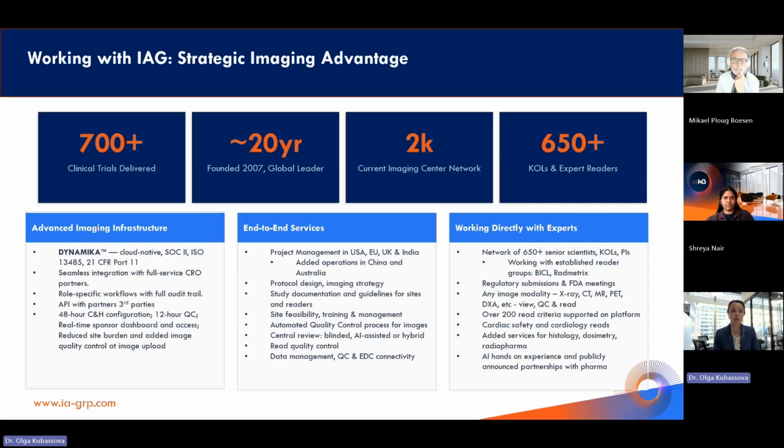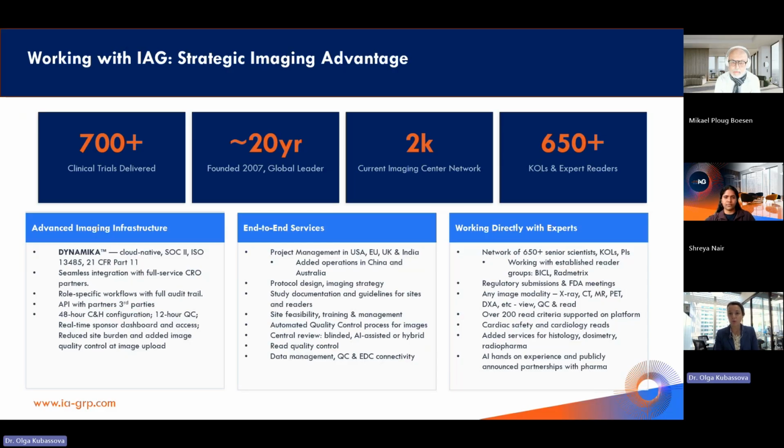IAG provides end-to-end services, including project management. We have US, Europe, UK, and India locations. We have added operations in China and Australia via our partners. We help to design the imaging strategy and select imaging endpoints for the trial. We definitely help you to assess the sites and understand how the imaging protocol and site capabilities work together. And of course, we provide everything from soup to nuts, from quality control to central review to data management, everything that a trial may require.